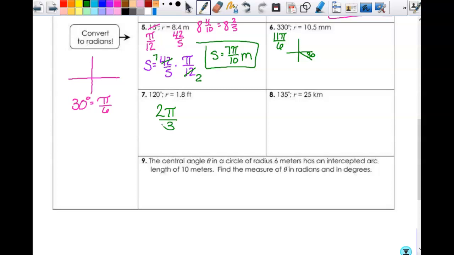135, what quadrant are we in? Try again. Second. We're in the second quadrant, which means we've gone 90 and how much more? 45. Okay, so this is 45. So that means your reference angle is also 45 degrees, right? What's 45 in radians? Pi fourths. So then it takes three of them to get there. There's 3 pi fourths.